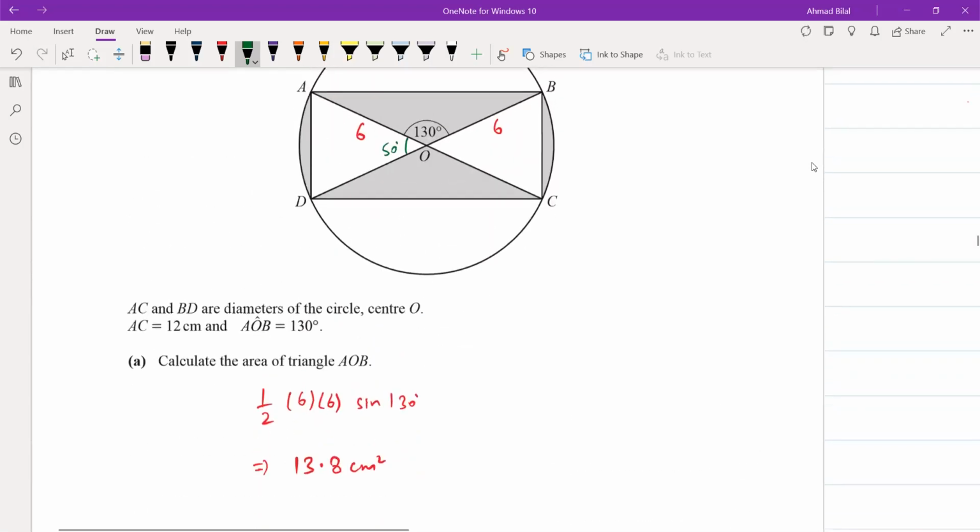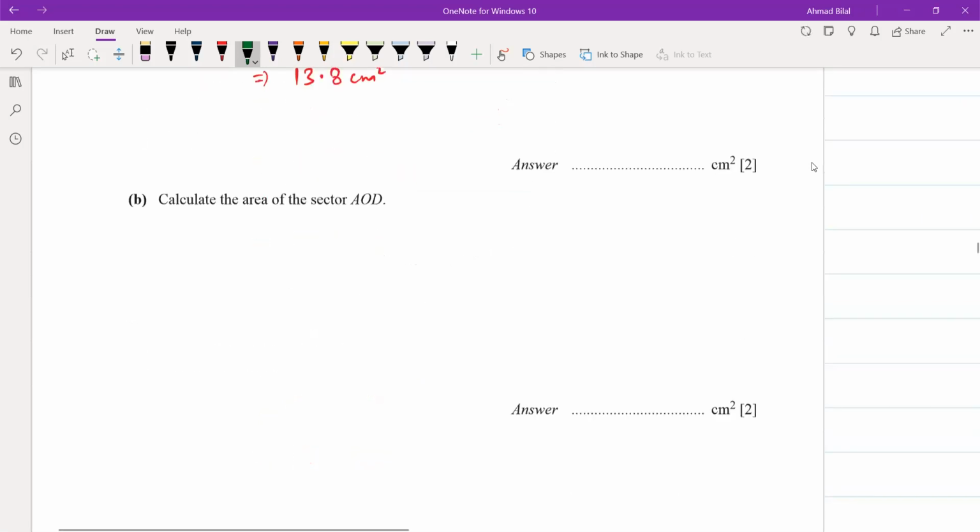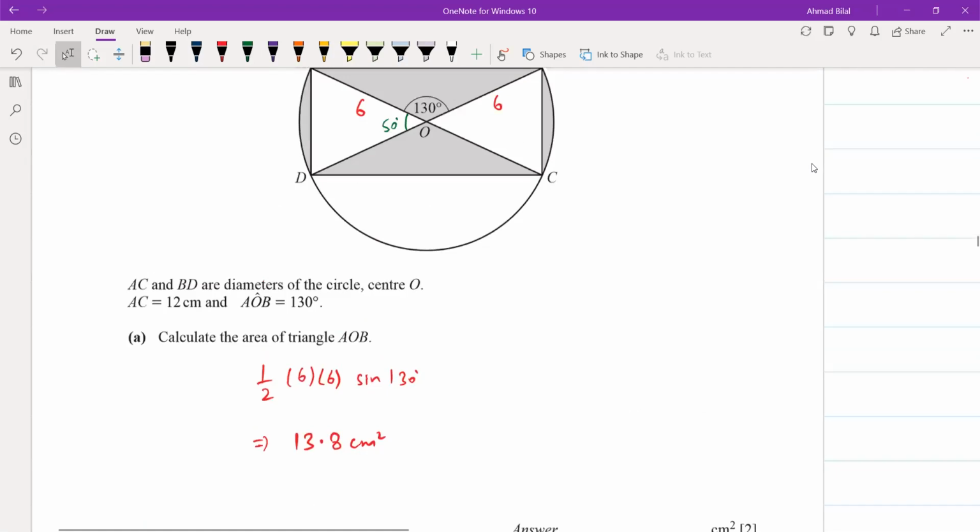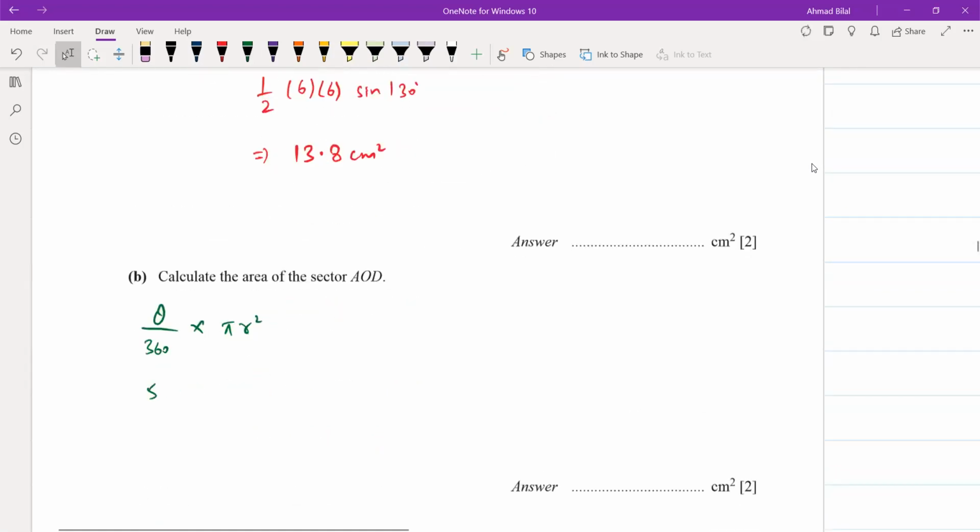Now we have to calculate the area of this sector. इस पूरे sector के area निकालना है. Sector के area का formula क्या होता था? It was theta over 360 multiplied by pi r square. What is the angle for us? The angle is 50 degrees. So that's 50 divided by 360 multiplied by pi into radius, that is 6 square. And that will give you the area of the sector. Just evaluate this, 50 over 360 multiplied by pi into 36. And that is 15.71. So that's 15.7 here. That is the area of the sector AOD.